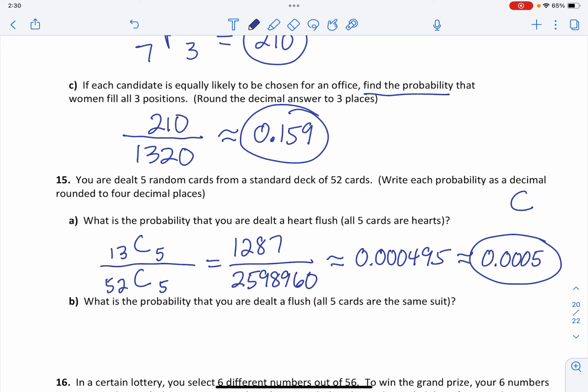Pretty low probability there, it looks like. Okay, how about the probability that you're dealt a flush? All 5 cards are just the same suit. So this one, A, was specifically hearts, but now we know there's 4 suits, so we could do the same thing for diamonds, clubs, and spades, and each one would be the same probability. So we just multiply that by 4 because there's 4 suits, and we got that answer, and that's 0.002.